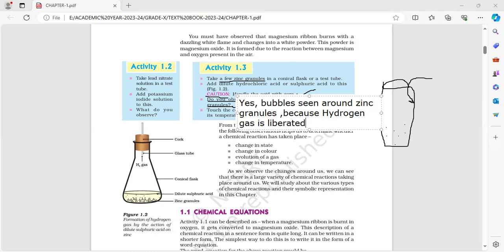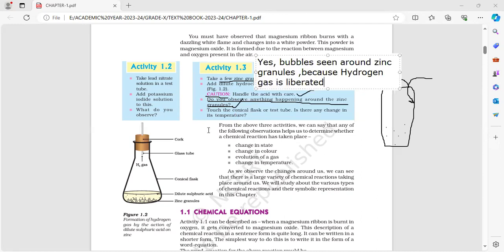So in both the acids we have hydrogen in it, so hydrogen gas comes out of it and liberates. Okay, that is the answer for this one. Now after that he is saying touch the conical flask or test tube. Is there any change in temperature? Yes, definitely. So what changes? You may write the answer.